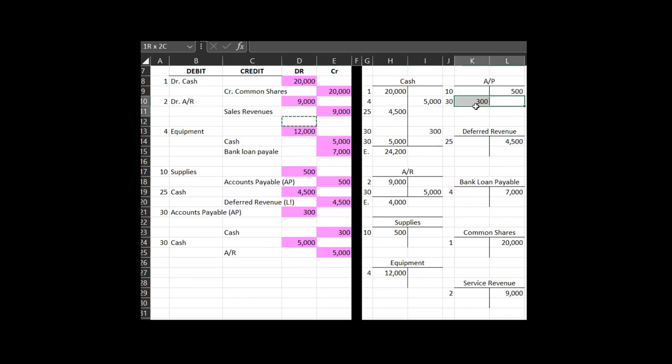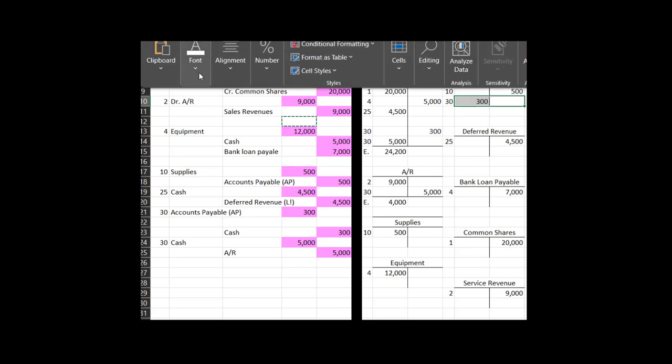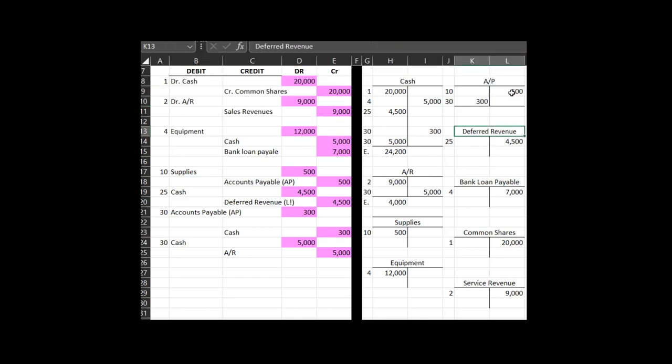All right, so we are going to go here and find out an ending balance. Our credits are bigger than our debits, which intuitively makes sense because we're on the liabilities and equities side. And so we will take our credits minus our debits. There we go. And that is our ending balance for accounts payable here.